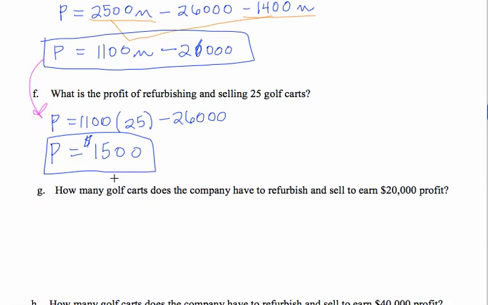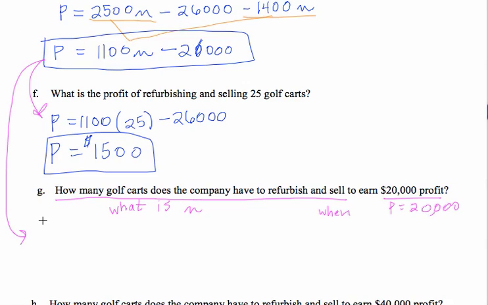How many golf carts does the company have to refurbish and sell? That can be rephrased as, what is N when profit is 20,000? So when P equals 20,000. Let's take this profit equation down here and plug in 20,000 for profit, and see how many golf carts it would take. That's a good question.